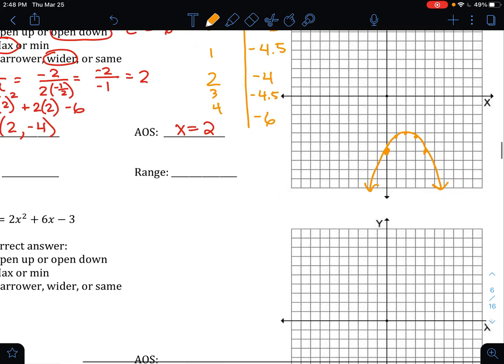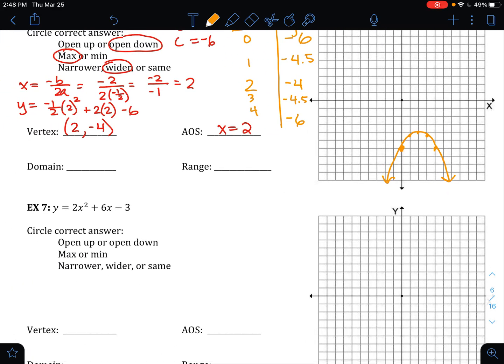Okay, domain, all numbers. So -infinity to +infinity. Okay, my range. The top or the largest y value is right here at -4. And it's coming from negative infinity and stopping at -4. So the smallest is -infinity, and -4 is the largest number.